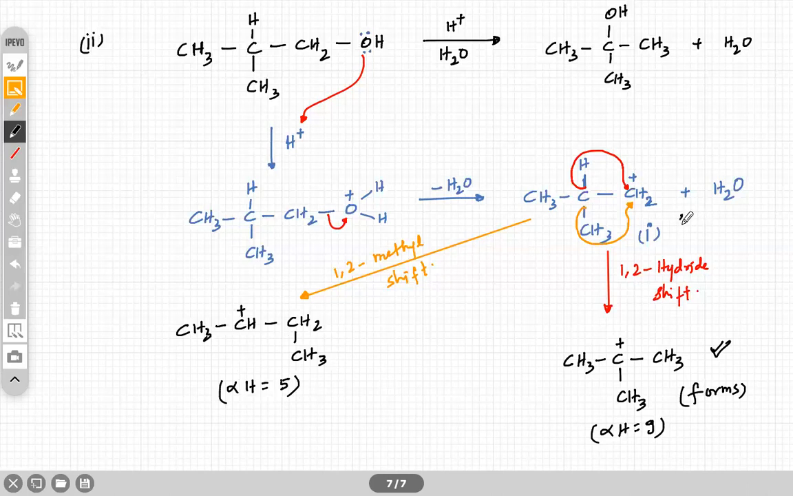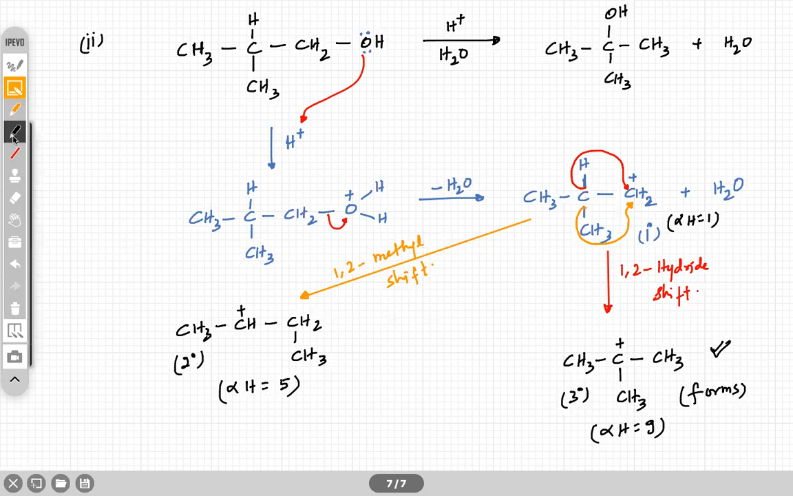Because it has only one alpha hydrogen. Alpha hydrogen is 1 here. So obviously, these two carbocations are more stable than this. Okay. If you see, this is a 3 degree carbocation and this is a 2 degree carbocation. Again, we know 3 degree is more stable than 1 degree. But since this carbocation is more stable, hence this won't take place. Okay, so it will be either this or this depending upon the stability.